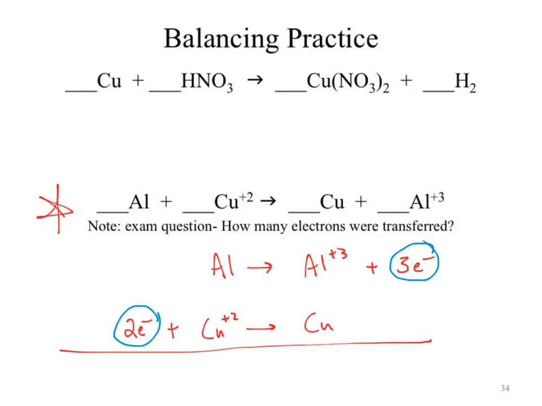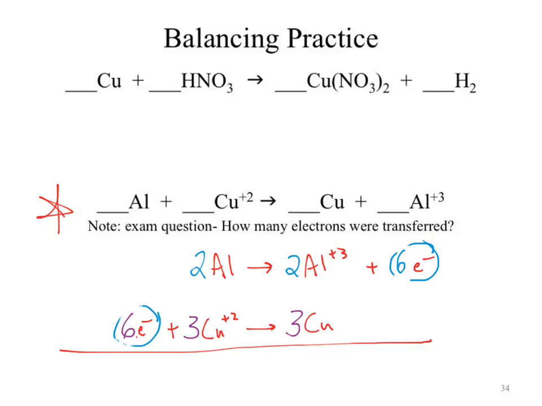So what we have to do is find the common multiplier between 2 and 3. What is a common multiplier between 2 and 3? 6. How do I make the 3 equal to 6? Multiply by 2. How do I make the 2 a 6? Multiply by 3. I can now add the 2 equations together. The electrons cancel out, and I'd have my proper full balanced equation.